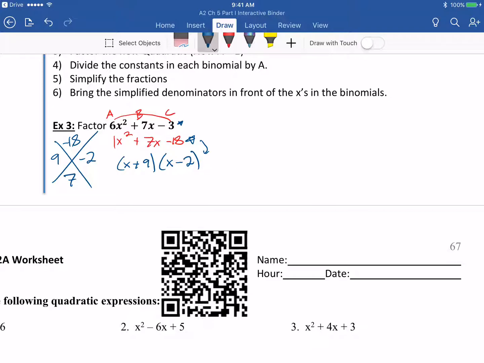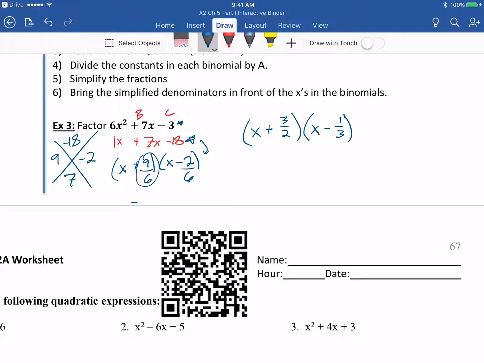All right, then the way that we bring this back is we're going to take our original a value and divide that by each of these numbers that we got. So now when I simplify this, it becomes x plus, and I'm going to erase this, and go up here. This becomes x plus, and if I simplify 9 over 6, that turns into 3 over 2. And if I simplify 2 over 6, that's going to be x minus 1 over 3.